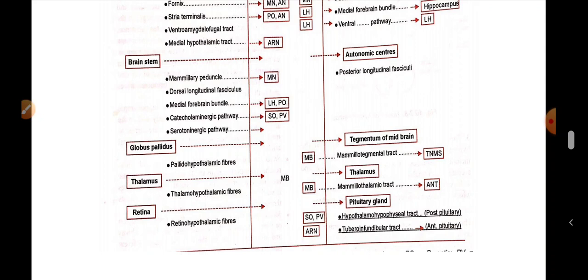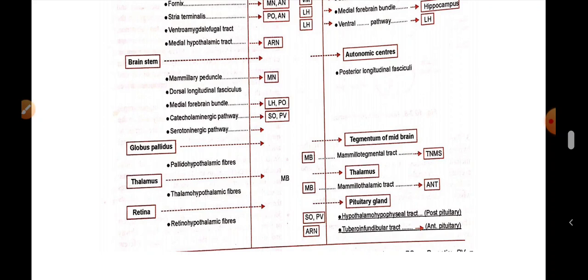The afferent connections from the thalamus go to the hypothalamus, and it is reciprocally connected to the thalamus. So, these are the thalamo-hypothalamic fibers. From the retina, the fibers go again to the hypothalamus and then to the pituitary gland. These are the retinohypothalamic fibers. Mainly they relay into the supraoptic, paraventricular and the arcuate nucleus of the hypothalamus.